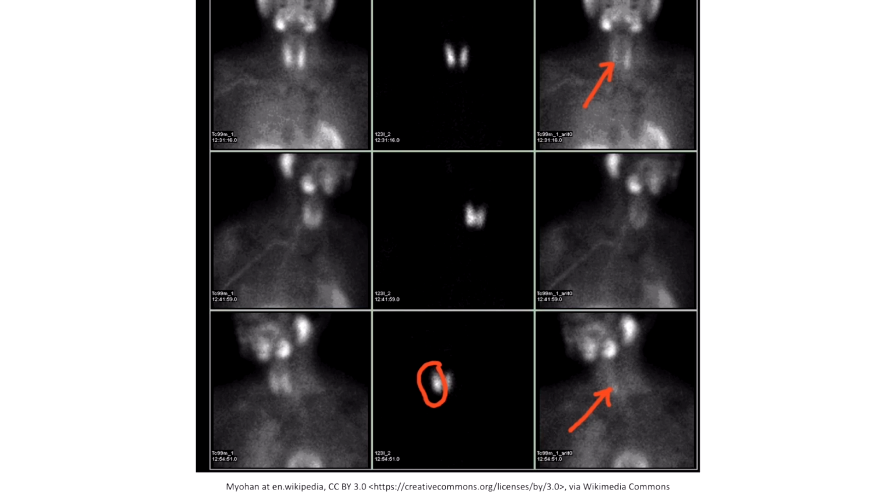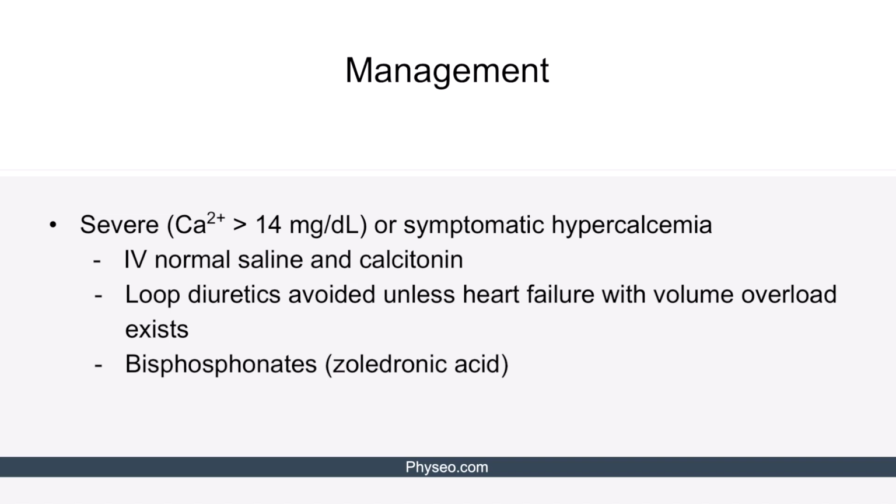Now let's move on to management. First, we'll talk about the general management, and then we'll move on to the etiology-specific management of hypercalcemia. Severe hypercalcemia, defined as serum calcium more than 14 milligrams per deciliter, or symptomatic hypercalcemia, are treated immediately with intravenous normal saline and calcitonin. These are short-term measures for severe hypercalcemia. Intravenous normal saline dilutes the serum calcium and alleviates the symptoms. Calcitonin inhibits osteoclast activity and calcium release from the bone. Calcitonin can promptly reduce serum calcium levels.